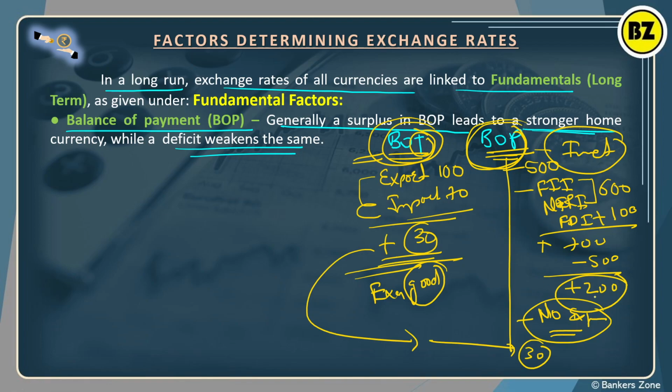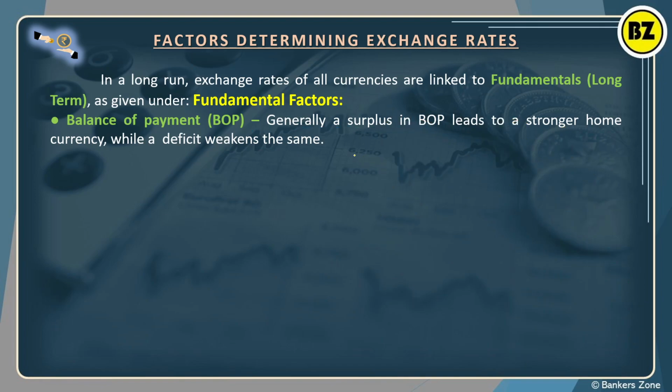You are remaining with 200 as the balance of payment. That means you receive more foreign currency than what you sent from your country. So the more the balance of payment, the better it is for your currency, right? That's the basic difference between balance of trade and balance of payment. If you have a positive, surplus balance of payment, you will have a stronger home currency. So your rupee will be stronger, and if you have a deficit, your currency will be weakened.